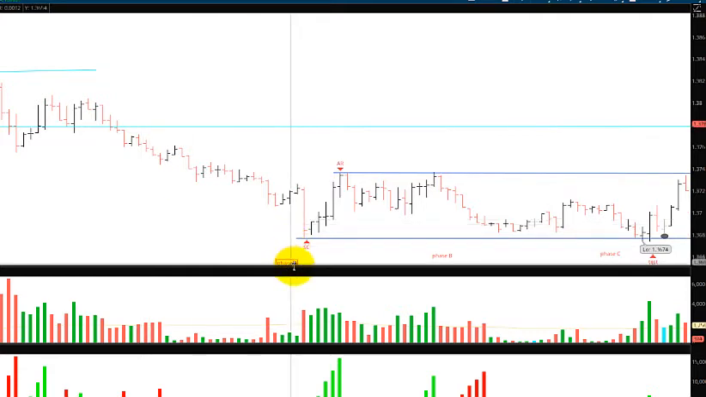So you'll notice here I have phase A, phase B, phase C, and then it starts to break out. This is phase C, that last final test. So phase A is the stopping action. It's the stopping action if I see some kind of a downtrend. And then the reversal, what helps me confirm this phase A is the automatic reaction.